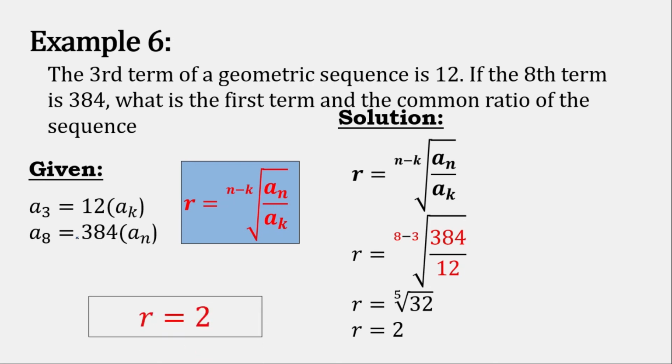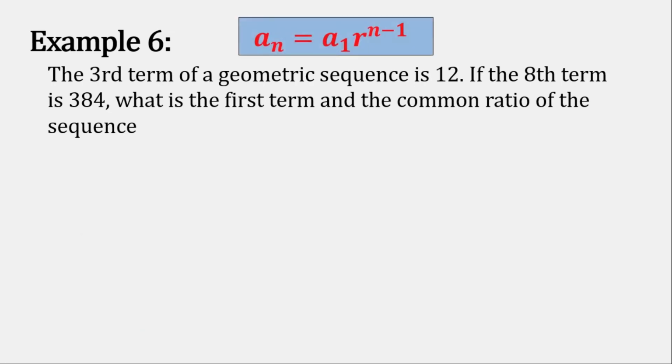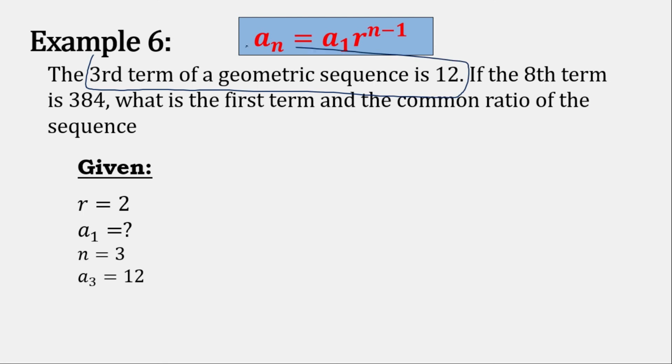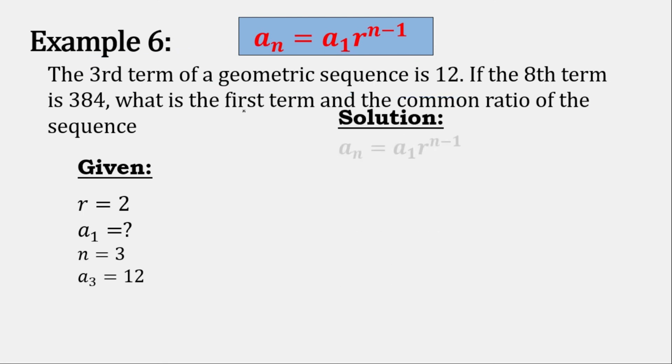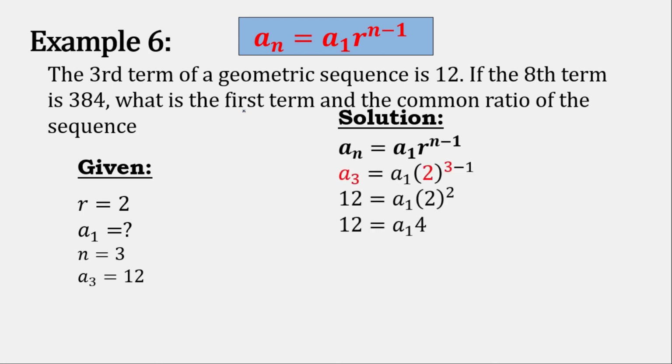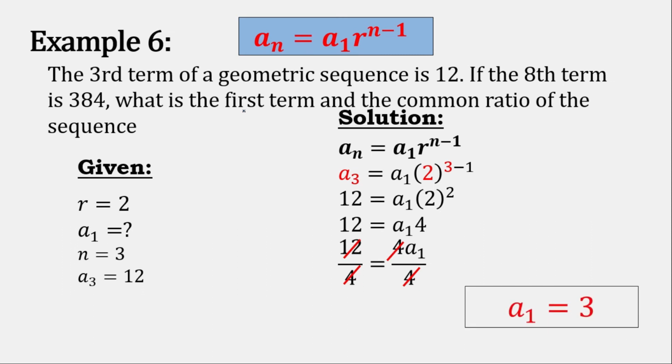After we get the common ratio, it's now time for us to solve for a sub 1. To solve for a sub 1, we will consider a sub 3 to be our a sub n. We will just neglect the eighth term. We will just use a sub 3 as our last term and the value for n. Now again, copy the formula and substitute all the values. Then if you raise 2 to 2, we have 4. Then divide both sides by 4 and you will get 3 as the value of your a sub 1.